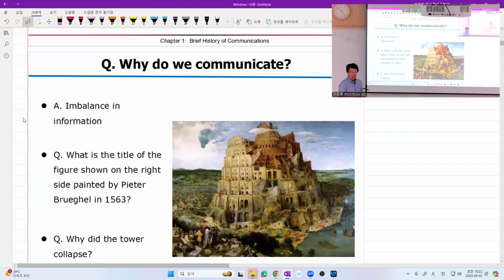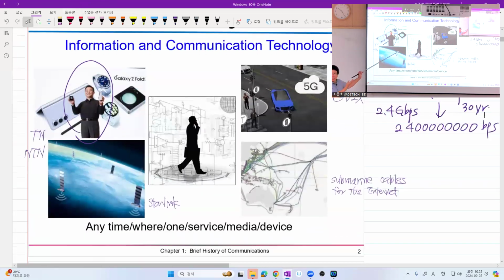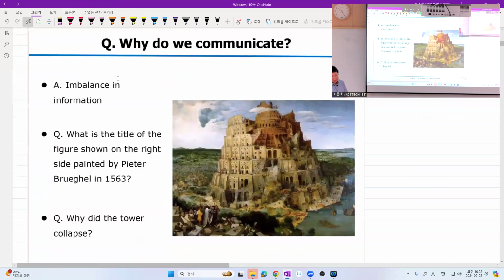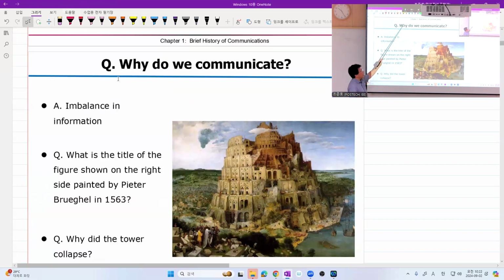Okay. So you see the importance of communication. Without good communication, not only the Tower of Babel, but also our wonderful era cannot be sustained. Then here goes the question: why do we communicate? And here goes the answer. To reduce or remove the imbalance in information. So it's kind of replacing questions with other questions. Why do we communicate? The reason for us to communicate is the imbalance in information.